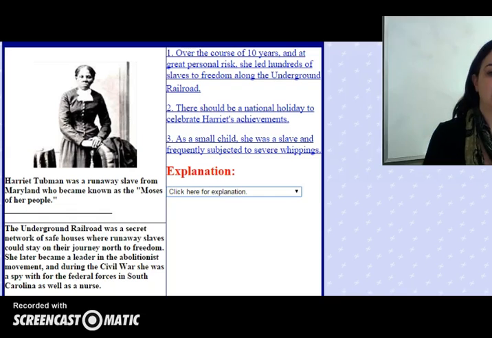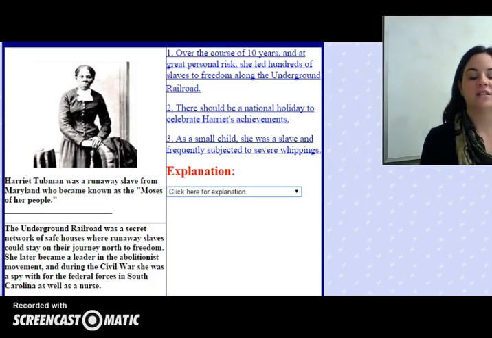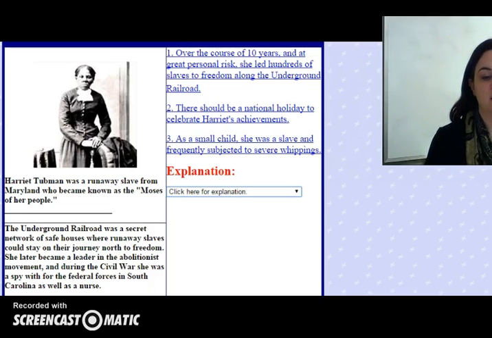So let's look at our topic sentence. Our topic sentence is this first one. Harriet Tubman was a runaway slave from Maryland who became known as the Moses of her people. Because this isn't necessarily in an order of birth, college, work, death, like the first paragraph was, let's see if we can pick a sentence that fits that topic sentence. So the topic sentence is about Harriet Tubman leading her people to freedom, like Moses led his people. So here are my choices. Number 1, over the course of 10 years and at great personal risk, she led hundreds of slaves to freedom along the Underground Railroad. Well, that seems to be about leading people to freedom, so that could be a possibility.